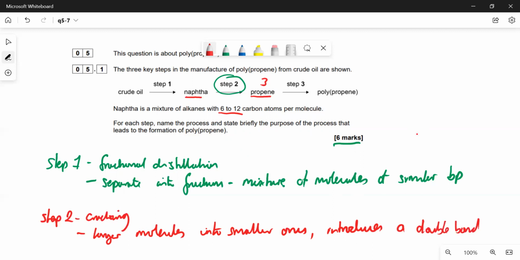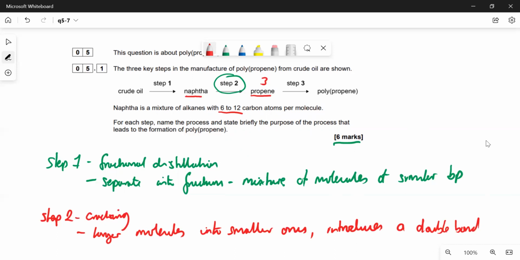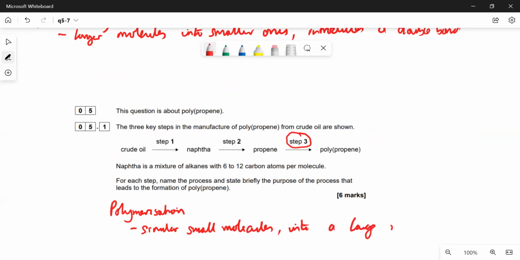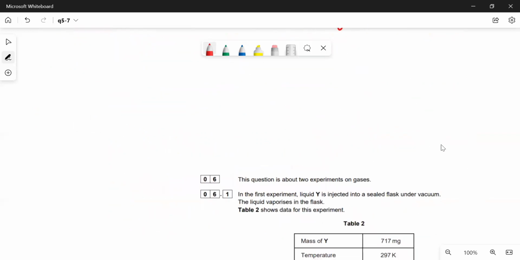The final step, step 3, is polymerization. Okay, that's step 3, polymerization. Bit of room. What's the purpose of doing that? Well, it's to join lots of similar small molecules, or identical small molecules, into a large molecule. Okay.